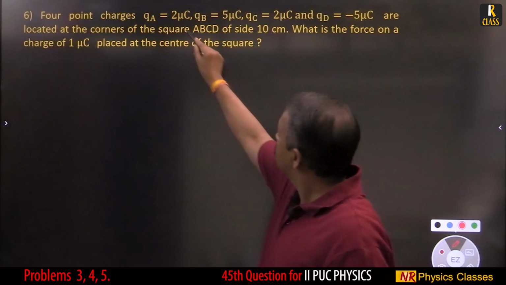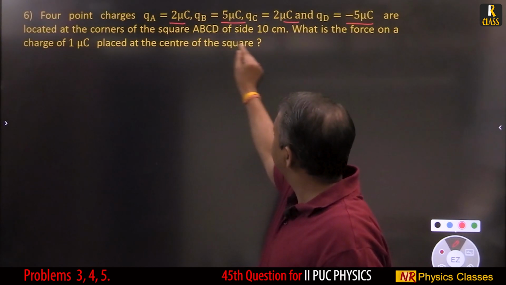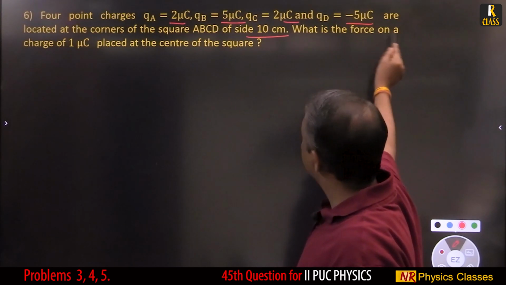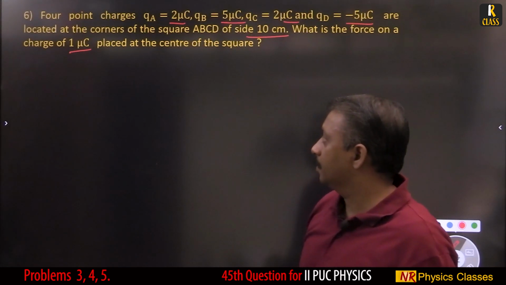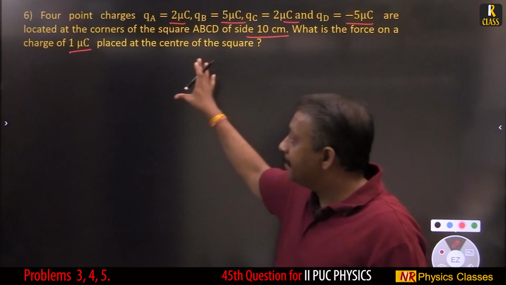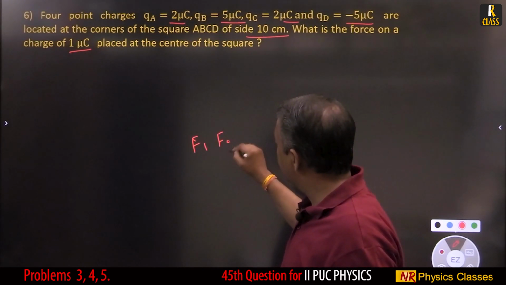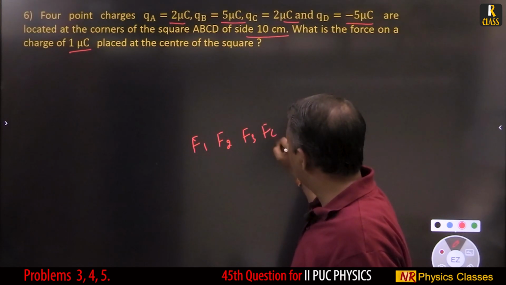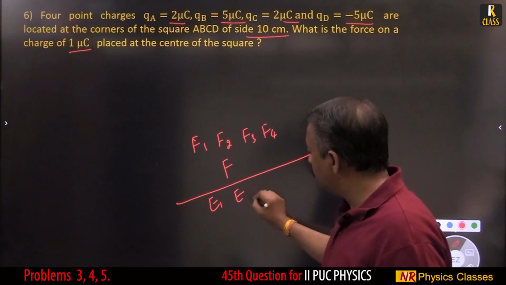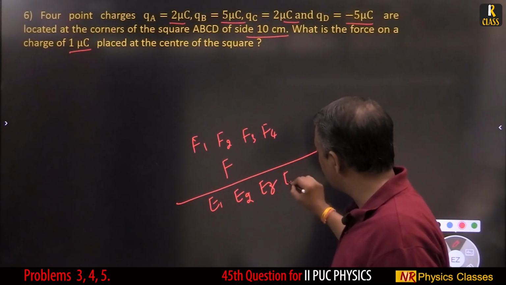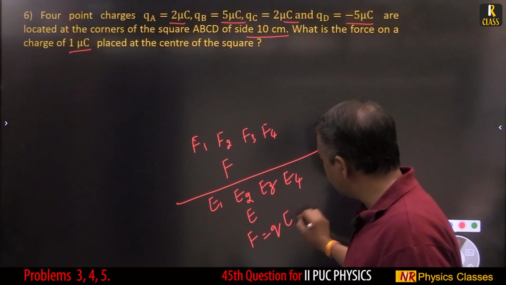Four point charges are located at the corners of a square. What is the force on this charge placed at the center of the square? Fine. So this can be solved using two methods. Find out F1, F2, F3, F4 and find the resultant force. Or else find the electric field due to the charges E1, E2, E3, E4, find the resultant field, then force equals charge into electric field.